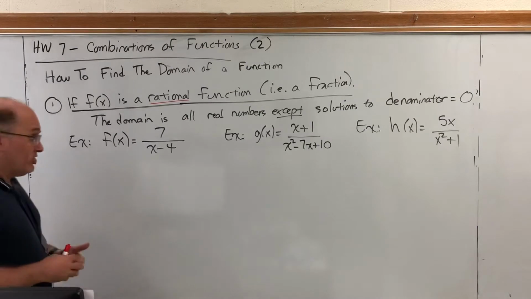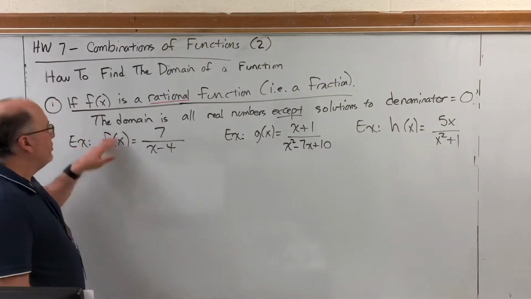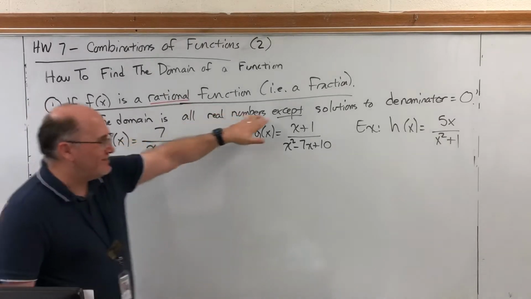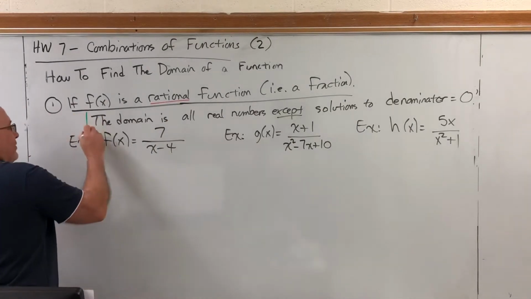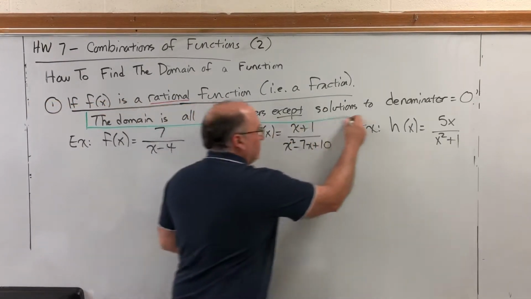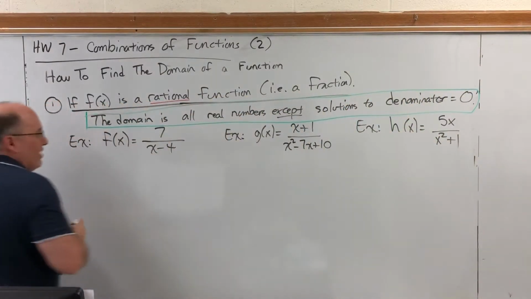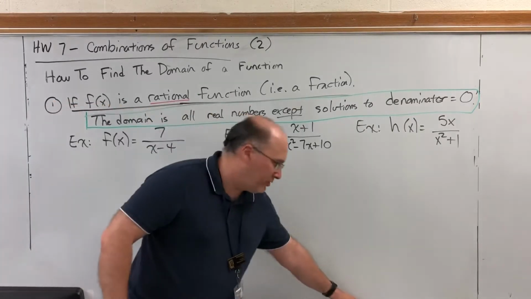We've already encountered this in the previous video. We got to make sure the denominator is not equal to 0. So the domain of a rational function is all real numbers except solutions to the denominator equal to 0. I think I'm going to put a box around that for emphasis. The domain of a rational function is all real numbers except the solutions to denominator equal to 0.